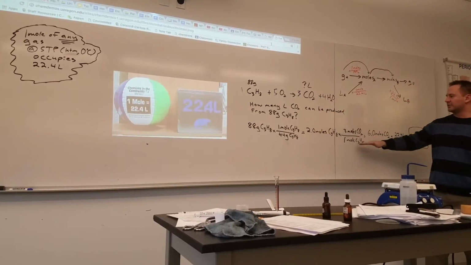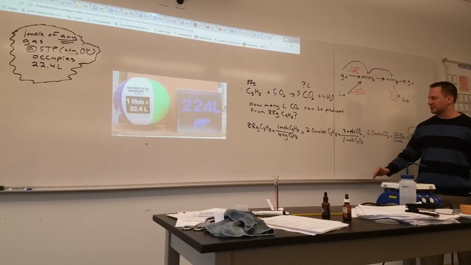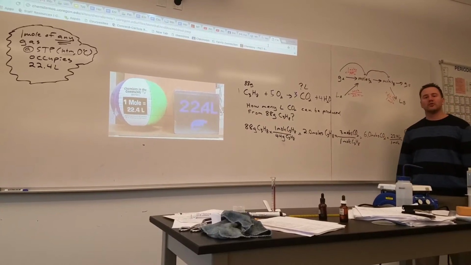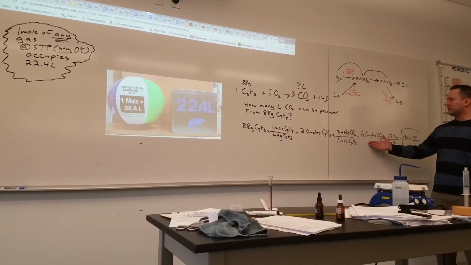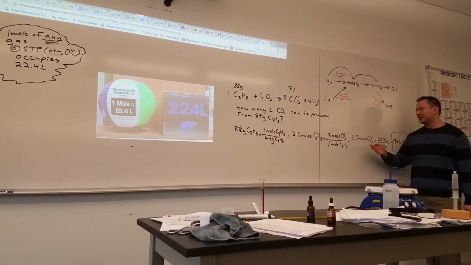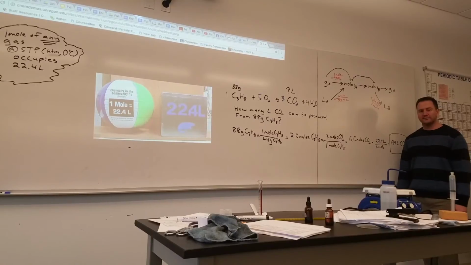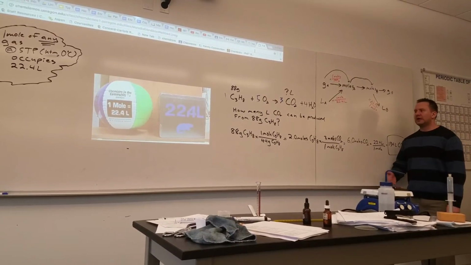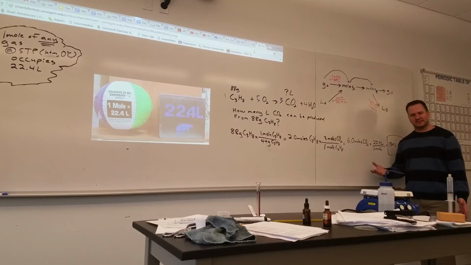Comparing the two things, we use the ratio from the balanced chemical equation to say we get 3 moles of carbon dioxide produced for every 1 mole of propane burned. So that means we would make, from that amount of propane, 6 moles of carbon dioxide. Now, instead of figuring out how many grams that would be this time, I'm just asking you how many liters that's going to take up.